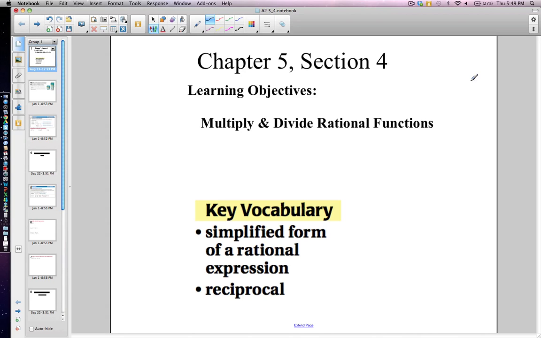So in section 4, we're going to start working with the primary objective for this chapter, which is multiplying, dividing, adding, and subtracting rational functions. When you look at this particular section, we're going to multiply and divide, which are essentially one kind of operation. So remember, we're working with fractions. Typically, in multiplying and dividing fractions, when you divide, you invert and then you multiply.